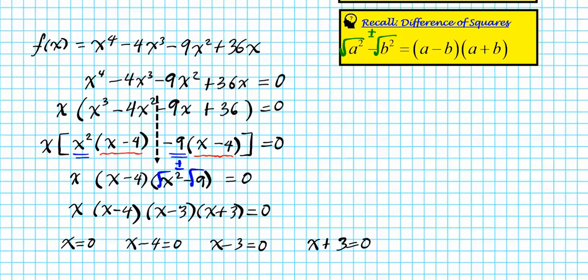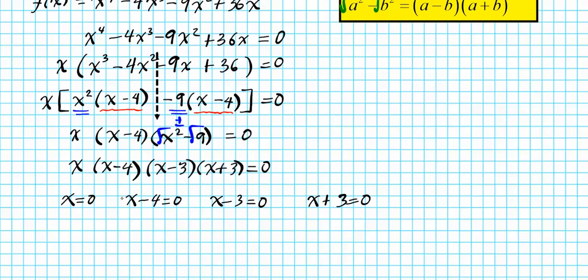Now, the first one is already in its solved state. x equals 0. Here we just add 4 to both sides. And that gives us x equals 4. And this one right here, you add 3 to both sides. And you end up with x equals 3. Last but not the least, you subtract 3 from both sides. And then you end up with x equals negative 3.